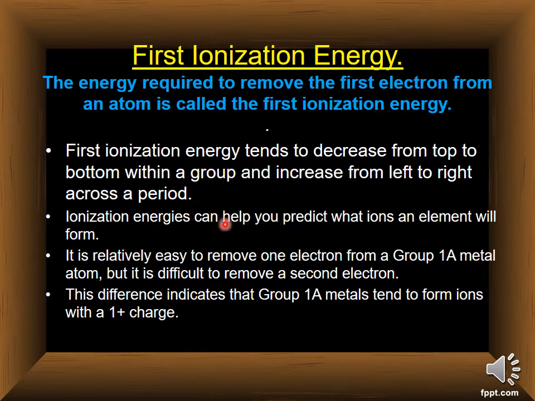Ionization energy can help you predict what ion an element will form, whether it could be positive or negative. It is relatively easy to remove one electron from a group 1 metal atom, but it is difficult to remove a second electron. This difference indicates the group 1 metal tends to form an ion with one positive charge. All the group 1 elements have one positive charge because they can easily remove the outermost electron.